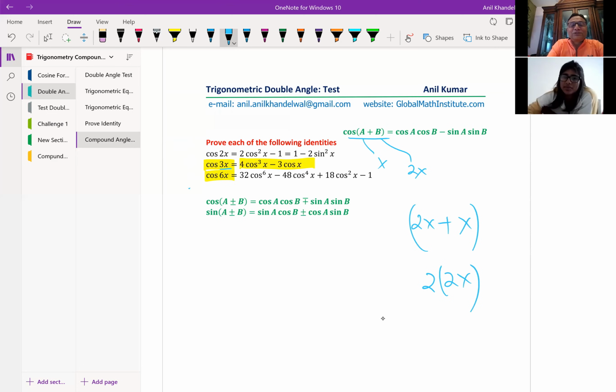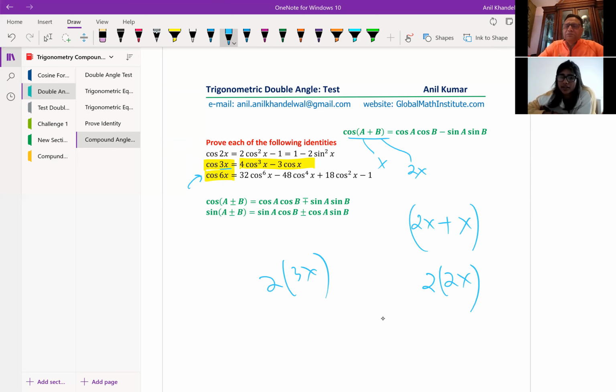So 3x to 6x is purposely given to you. Once you know the 3x formula, this is 2 times 3x, so use the double angle formula. Then you get the 6x formula. Oh, I see. So this exercise is a strategic exercise. How do you apply a strategy to get the solution fast?